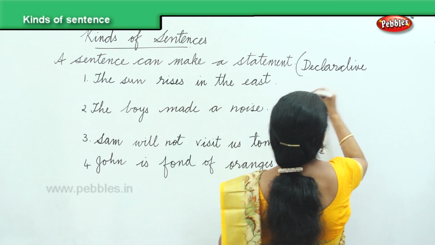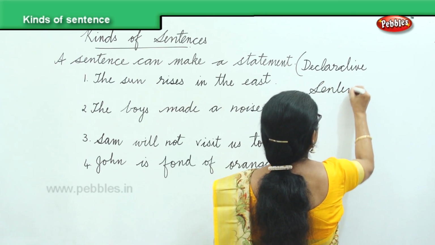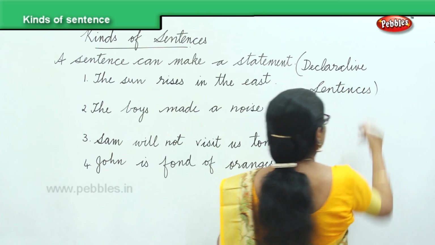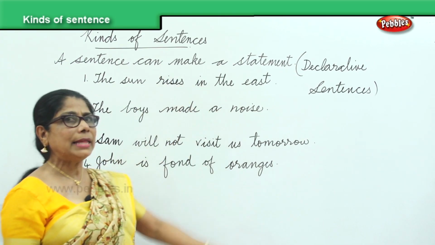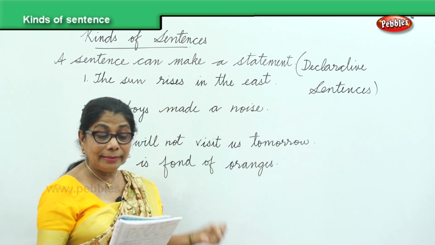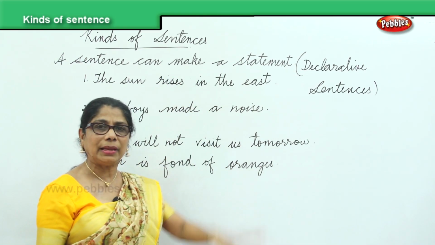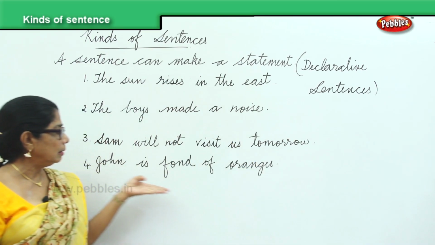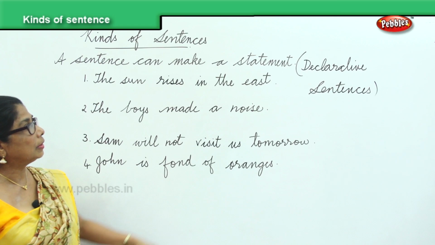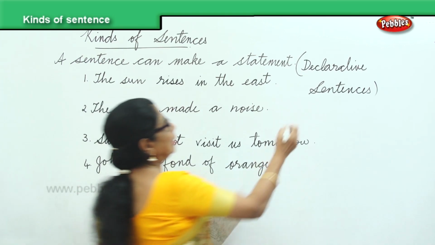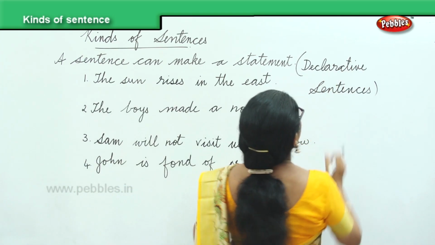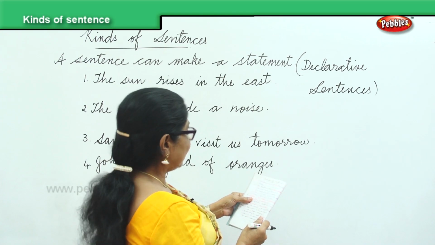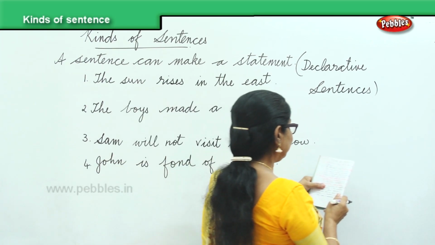D-E-C-L-A-R-A-T-I-V-E. Declarative sentences. Declaring. They're declaring something, they're affirming something, and they are asserting something. Yes, the boys made noise. The sun rises in the east. John is fond of oranges. Okay. Declarative. A-T-I-V-E.